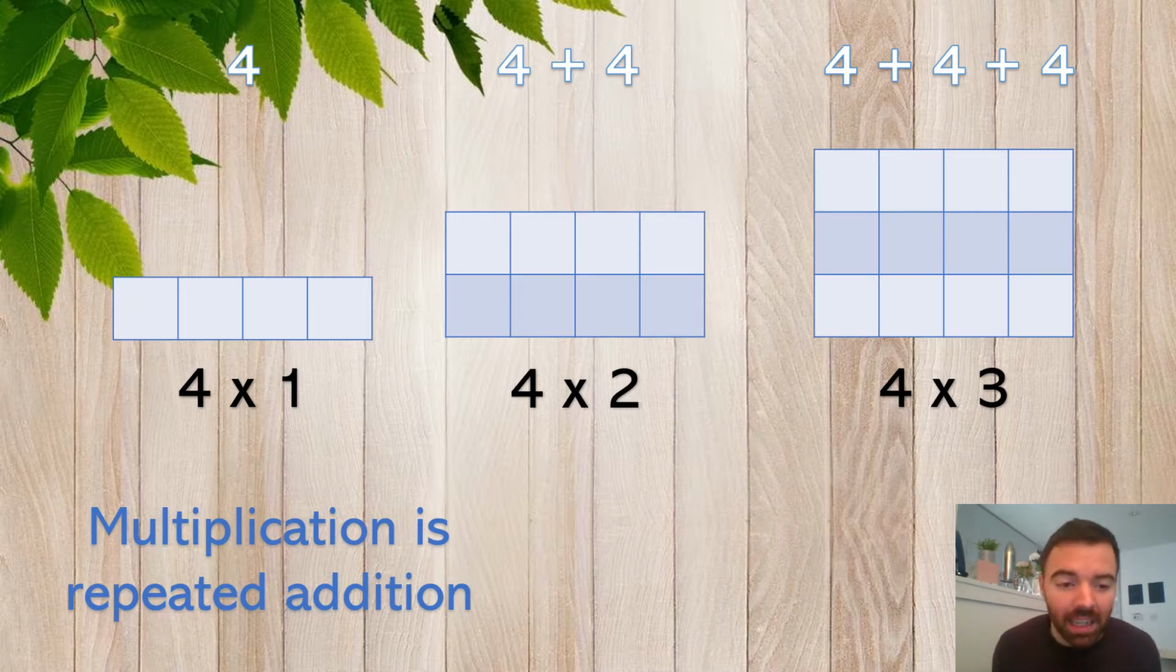Now, with the 4 times table, it's just the same as all the rest. It is repeated addition. So 4 times 1 is 4. 4 times 2 is 4, add 4. 4 times 3 is 4, add 4, add 4. 4 add itself 3 times, yeah.